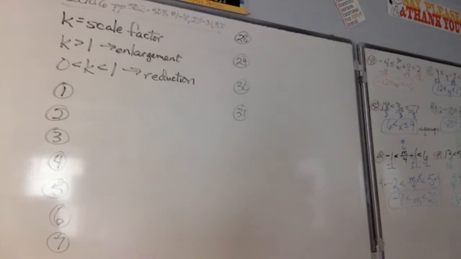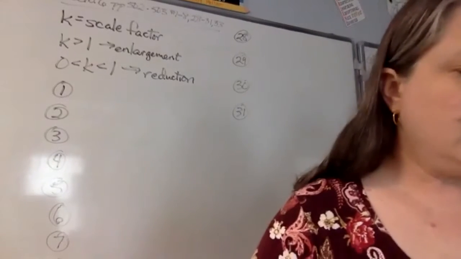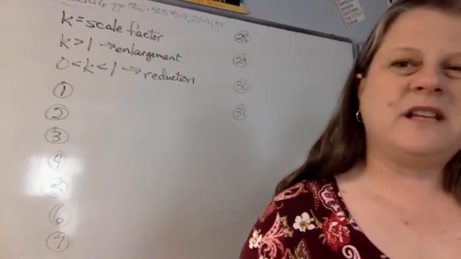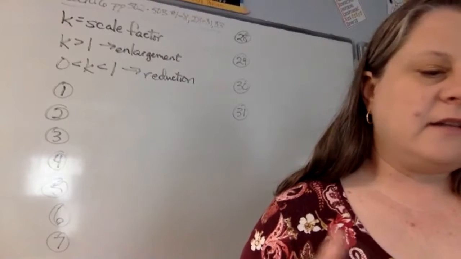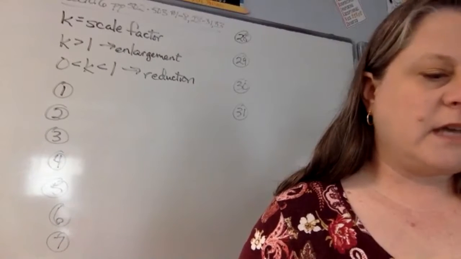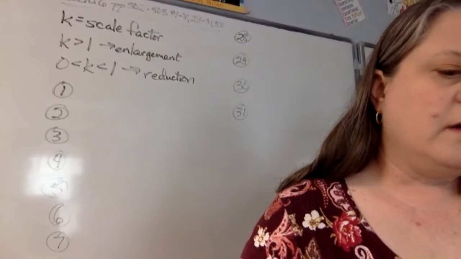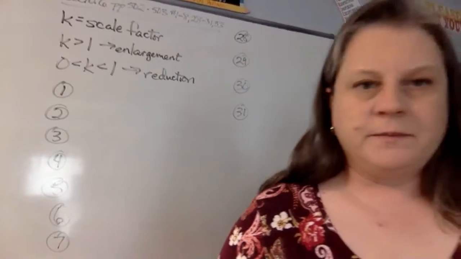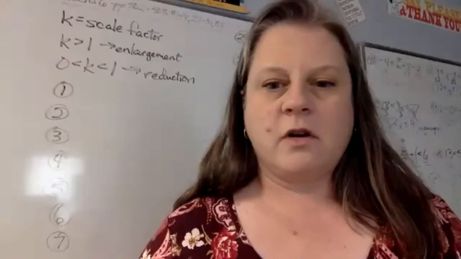Okay. On page 502, the directions tell you to copy each black figure and its red image and locate the center of dilation P, then state whether it was an enlargement or a reduction, and whether that means K was greater than 1 or K was between 0 and 1, okay? I'm not going to make you try to copy these figures and draw them on your paper.